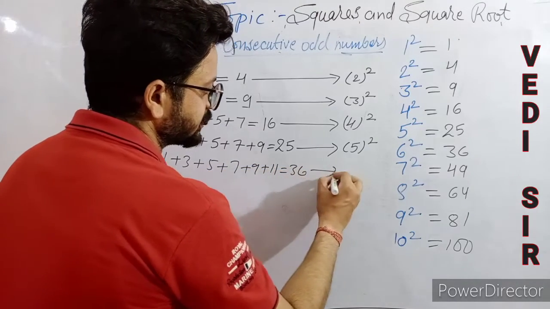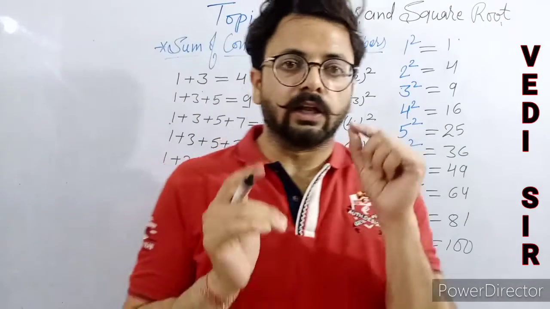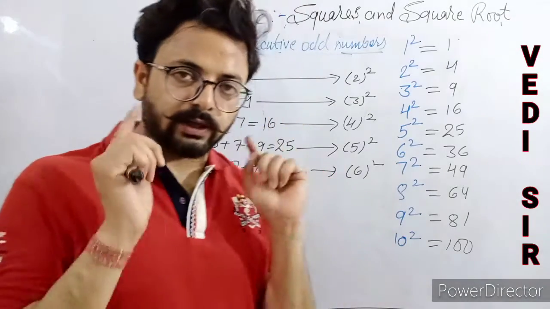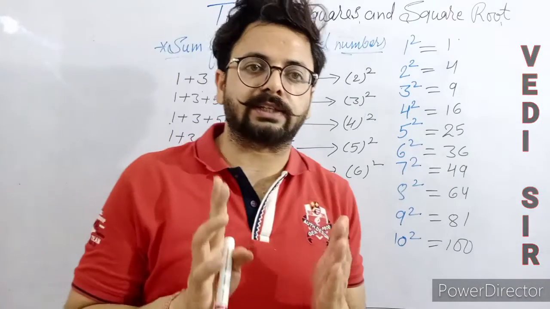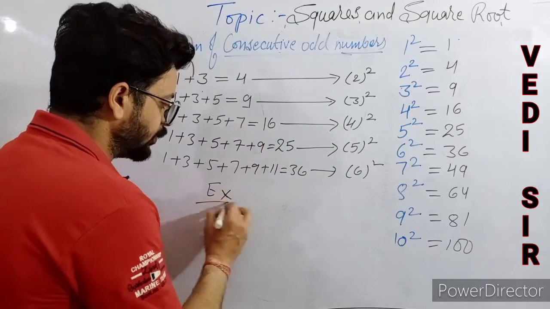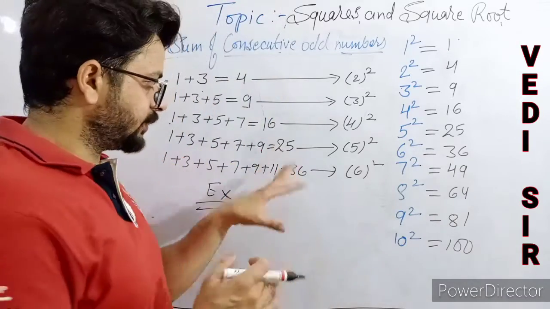Then it will be 36, the square of 6. It means if a question asks directly, it's a logical thing and also a trick. You can keep it in your mind. We will not write up to 10 or up to 100. So we got a direct trick.